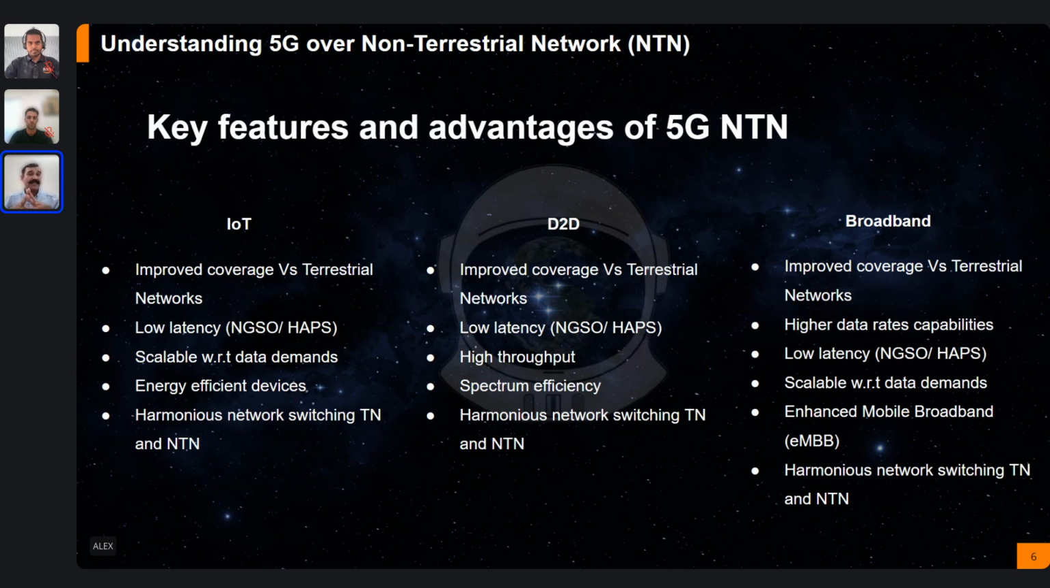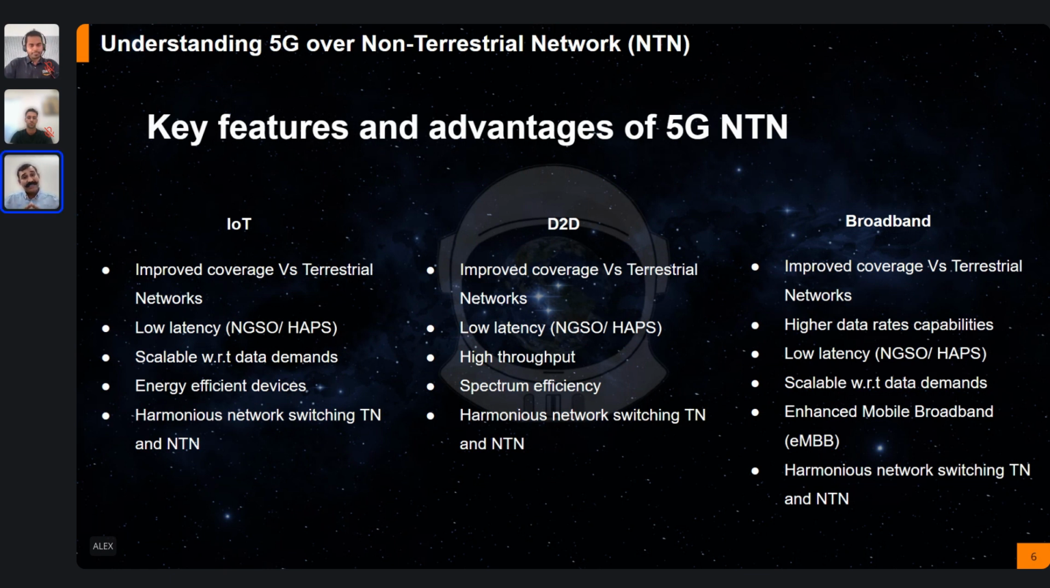If we talk about the IoT, the key features for 5G NTN, you can have the improved coverage versus the terrestrial network. Terrestrial network, of course, has some limitations. That's why we are referring to the enhanced coverage of the network. Then we are talking about the low latency, talking about the NGSO, lower altitude satellites, HAPS. So that's how we are supporting the low latency in IoT use cases. We are also talking about being scalable with respect to the data demands. The data rates are scalable as the demand emerges.